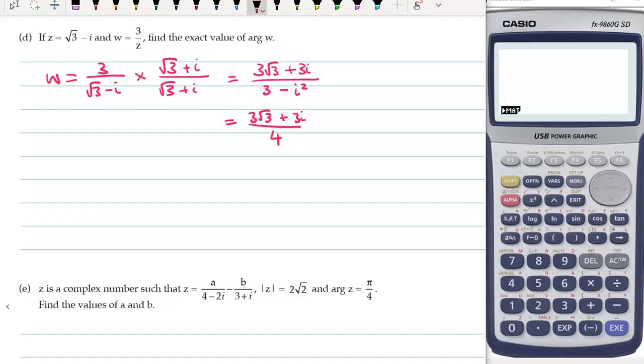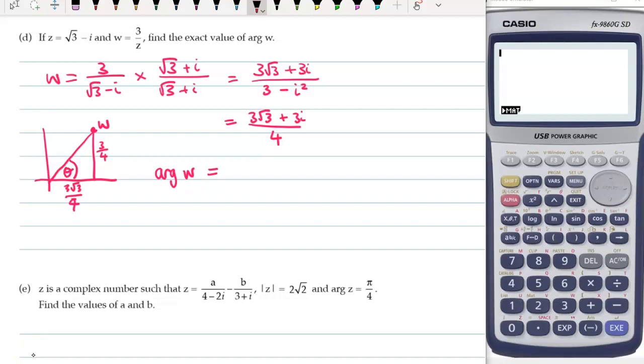Now we need to find the argument. We're in the positive quadrant of our Argand diagram here. Think about the triangle that we'd make with w. In the x direction, we've got 3 root 3 over 4. In the y direction, or the imaginary direction, we have 3/4. So the argument of w will be this bit just here, that angle.